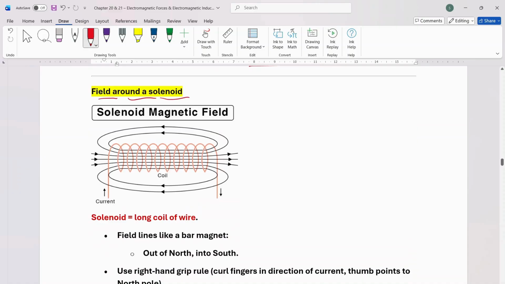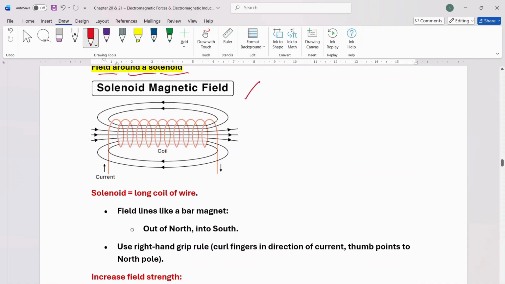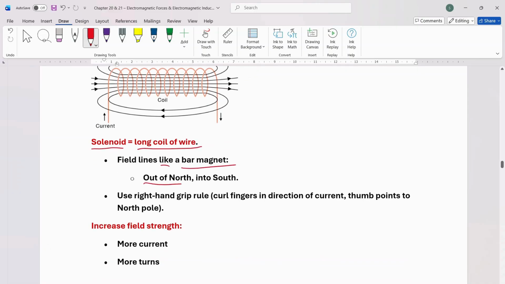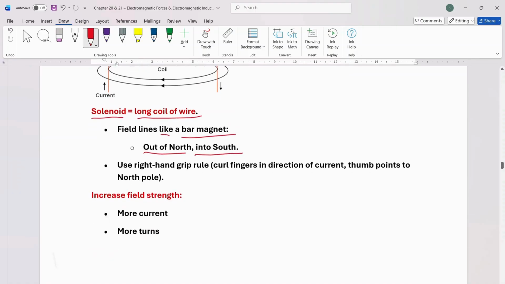Field around a solenoid. So, the solenoid magnetic field. A solenoid is a long coil of wire. Field lines are like a bar magnet, out of north and into south.